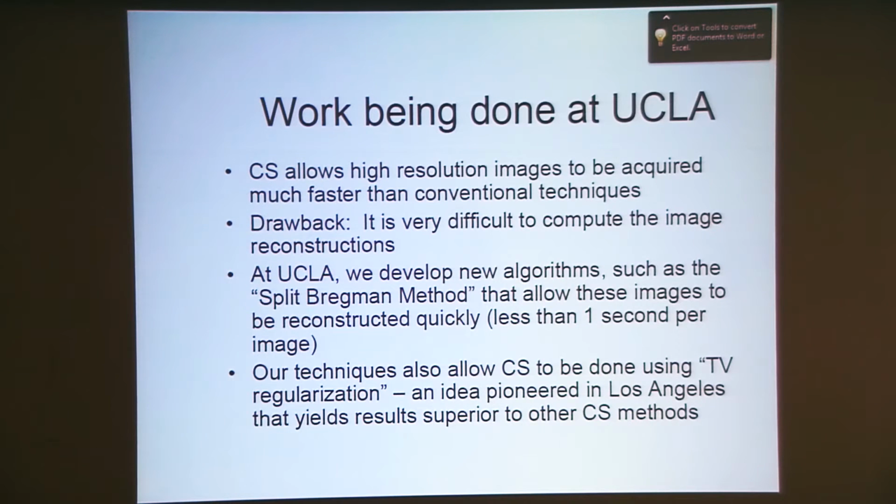In principle, it was supposed to be hard to compute the image reconstruction. At UCLA, we developed new algorithms with the split Bregman method that can reconstruct quickly. And the word new is tricky here, very tricky. It was new to us, I'll tell you that. We were like Ramanujan. We derived all of optimization by ourselves.